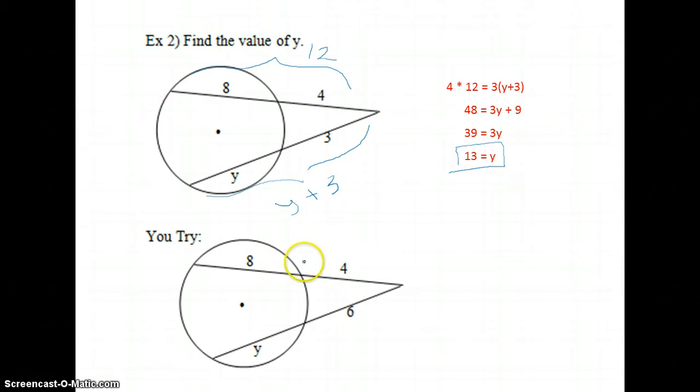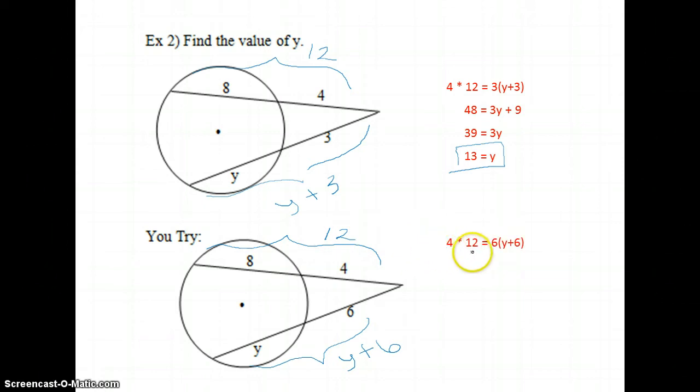For our next example, let's combine to find our whole length. So I will have again a 12 here, and then the length y plus 6 for this other piece. So let's take the piece, the outside piece, times the whole piece.